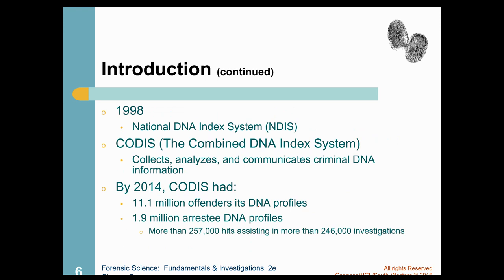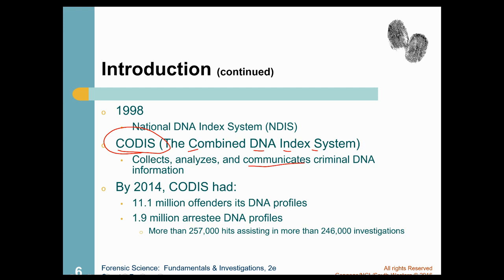As late as 1998, we have the National DNA Index System, which stands for NDIS. And then later on, we developed what's called CODIS. So you've probably seen or heard CODIS in a forensics-themed movie or TV show, NCIS, Bones, things like that. CODIS is a computer system called the Combined DNA Index System that allows for DNA analysis to be stored and compared and then also communicated to law enforcement.